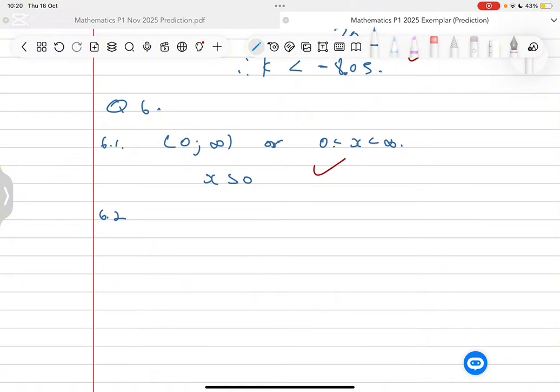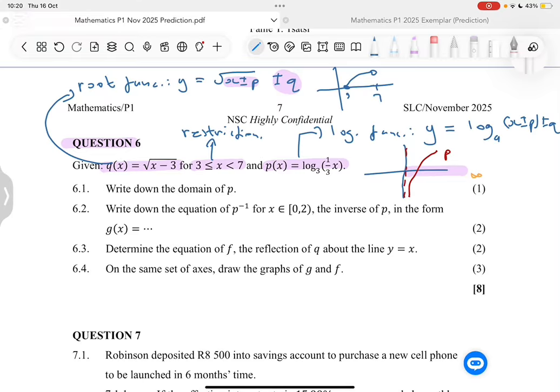Now if we go to question 6.2, they say to us write down the equation of p to the power negative 1 for x element of 2 to 0. So we also have a restriction here. And then they say this is the inverse of P. And then they say, write this inverse in the form of g of x is equals to.